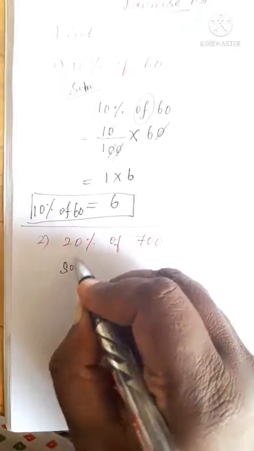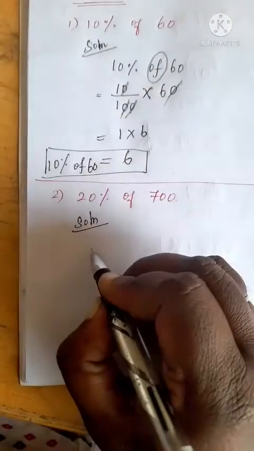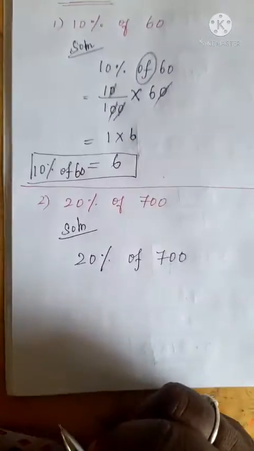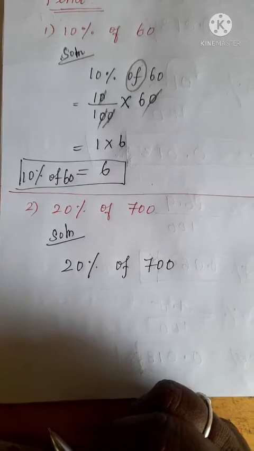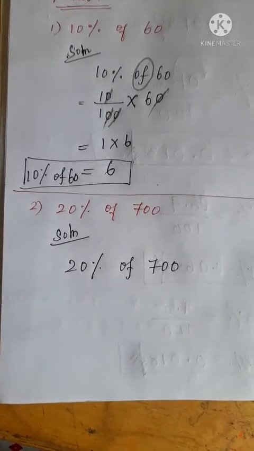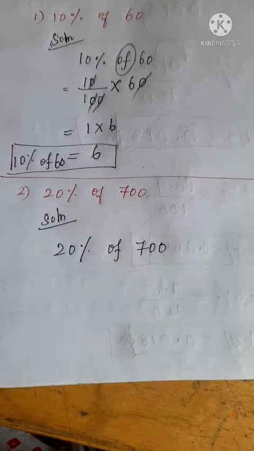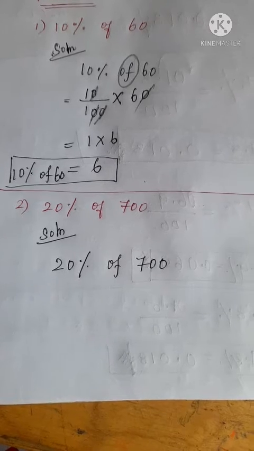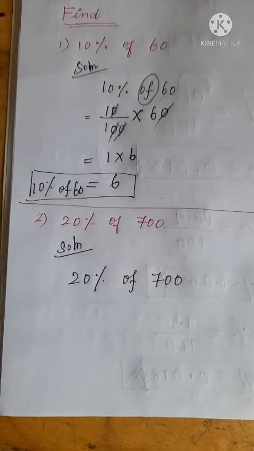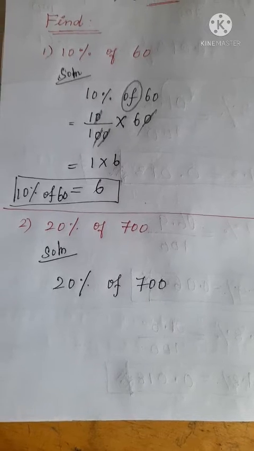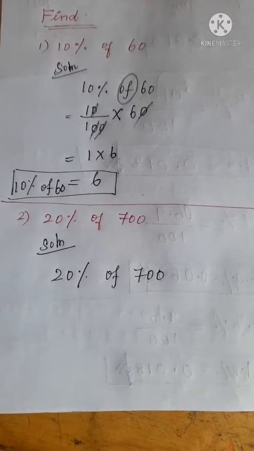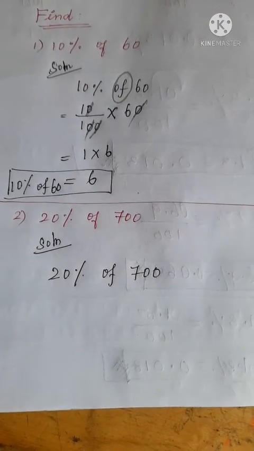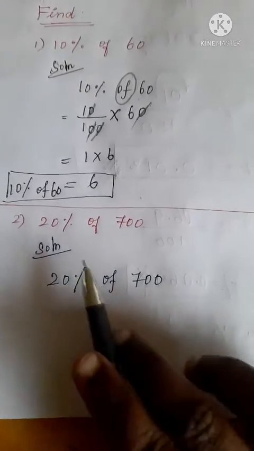Second question, 20% of 700. Actually, when you go to a shop, a textile shop, they will give you 10% discount, 20% discount, 25% discount, because it is nowadays Pongal celebration, right? Most of the textile shops used to give you the discount amount. So how to find the discount amount? We can find it by this method.